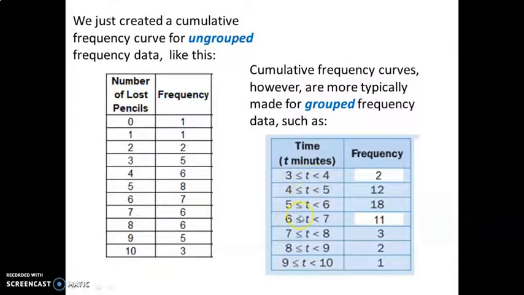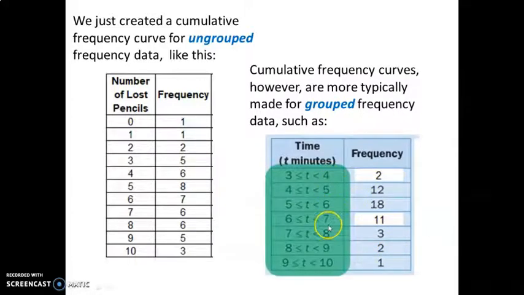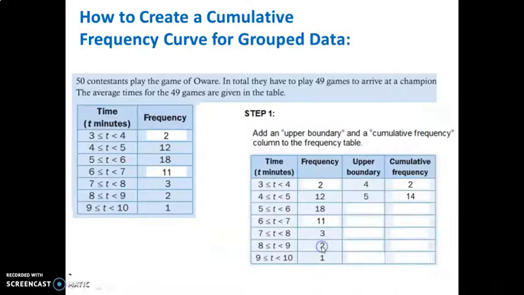there's a range of values that we can take here, rather than just 0 pencils, 1, 2, 3, and you cannot have a number in between. Here we can have every possible number. So here's some measurement of time of something. We don't know what, but the time can be between 3 and 4, and then 4 and 5, and so on and so on. And we can see our frequency of each of those possible times here. Okay, so notice again, these are grouped frequency tables.